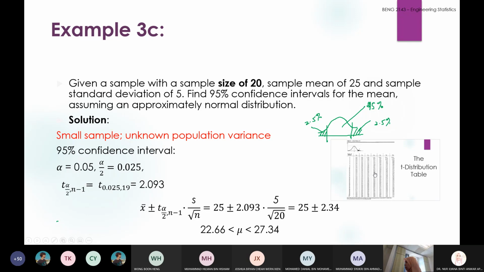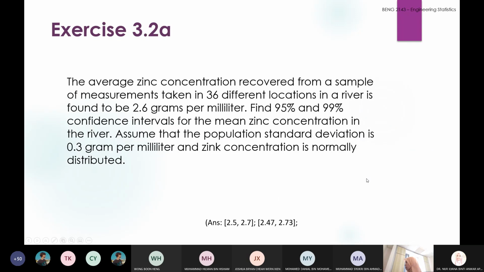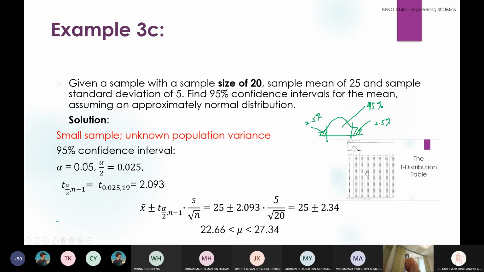refer to the column, tak boleh klik. Tak boleh klik. Tak bagi. Okay, kalau tak boleh klik, let's verify our result using this the table.